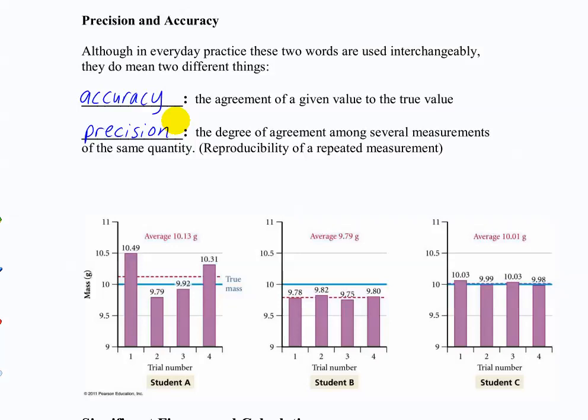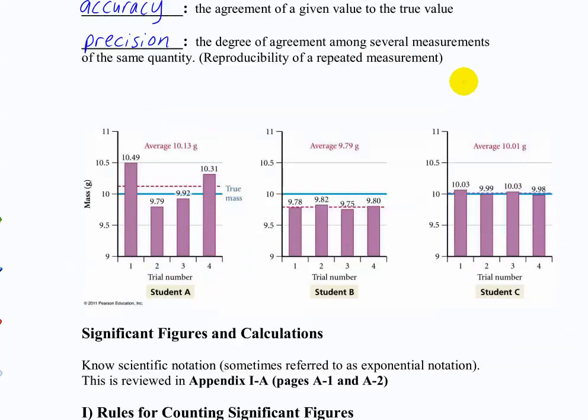So actually, let's start all the way over at student C. Student C takes four data points and gets 10.03, 9.99, 10.03, 9.98 grams for a measurement. Is that measurement accurate, assuming that the true mass is 10? Yes, it's pretty accurate. Is it precise? Yeah, it is precise. So we would say that student C is both accurate and precise.